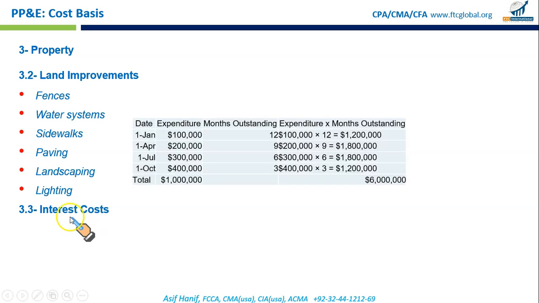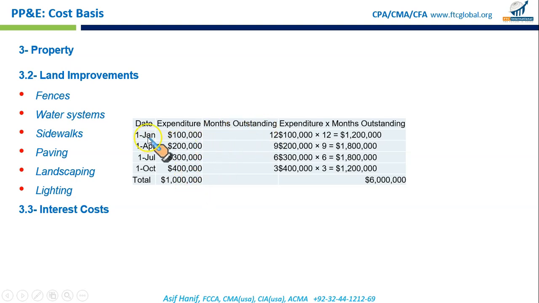Just in a minute. Suppose you are constructing a building and you spent money at different points in time throughout the year. So let's say the total construction cost of the project is funded by a loan, and let's say the interest rate on the loan is 8%. So here is some spending. We spent $100,000 on 1st Jan. We spent $200,000 on 1st of April, July 1st, October 1st, right? So total spending is $1 million.